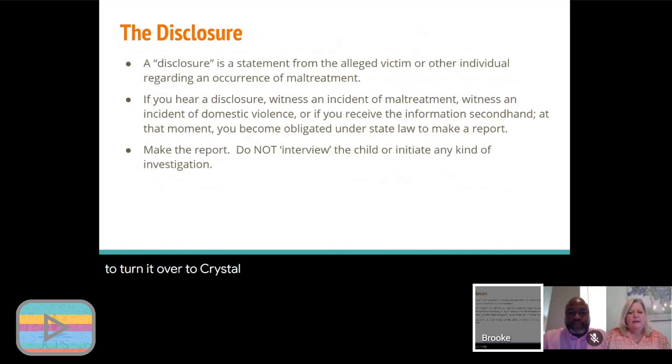And this one is about the actual disclosure. That is simply, as I said before, sharing what you know. A disclosure is the statement from the victim or the individual regarding the occurrence. If you hear that, witness an incident of domestic violence, or receive that information even secondhand, there again, at that moment, as we said before, you become obligated under state law to make that report. Make the report. Please don't interview the child or initiate any type of investigation.